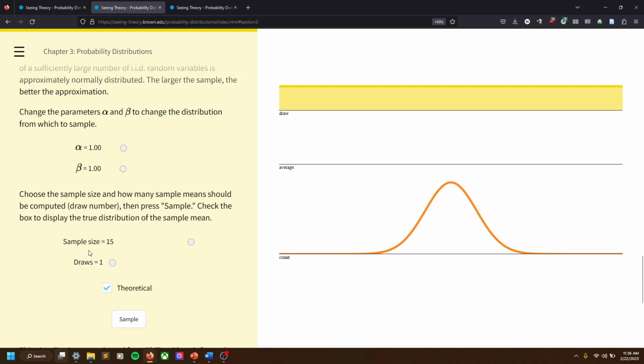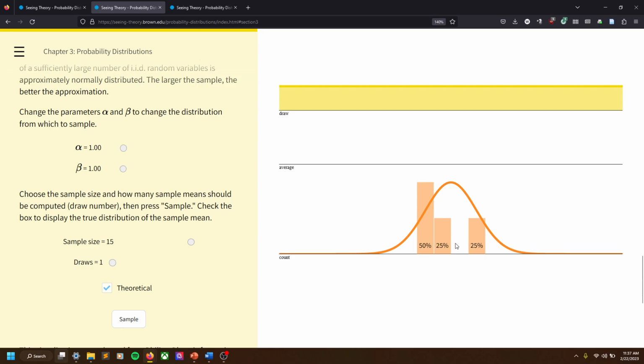If we collect a sample size of 15, draws equal 1, I want you to think how many dots are going to fall down. The answer is 15, but we're only going to calculate 1 sample mean. So let's do that. We see 15 dots come down, and we're calculating 1 sample mean. We can continue doing this over and over again.